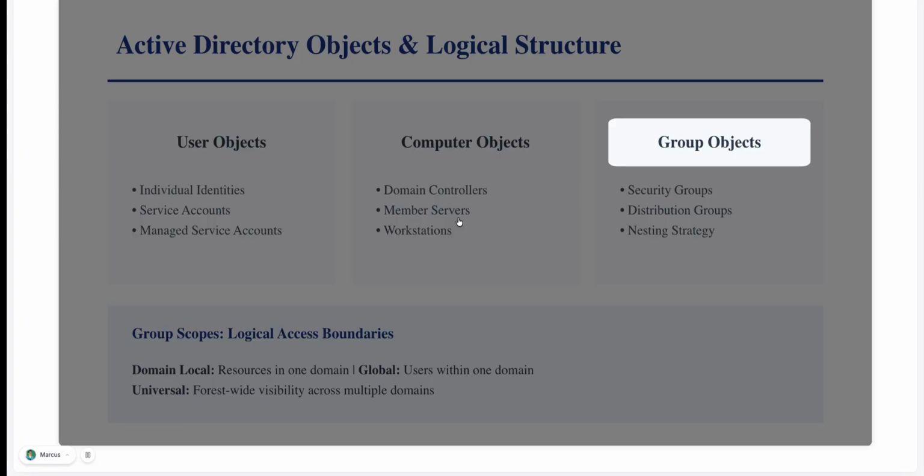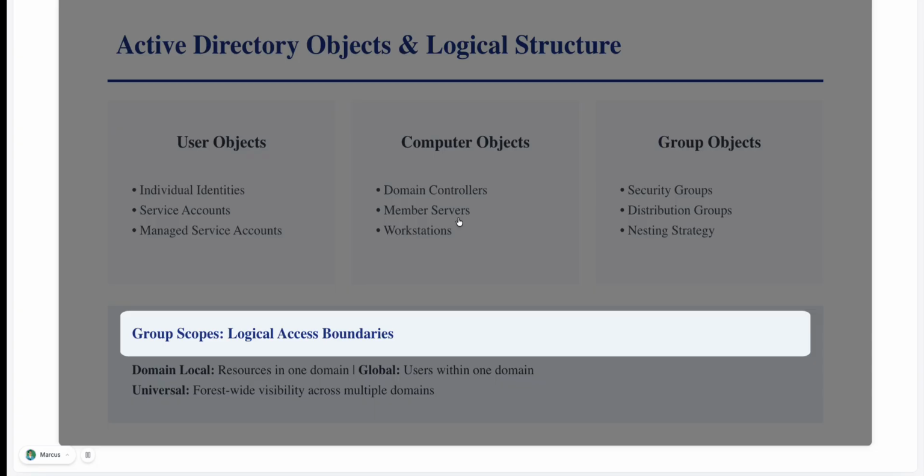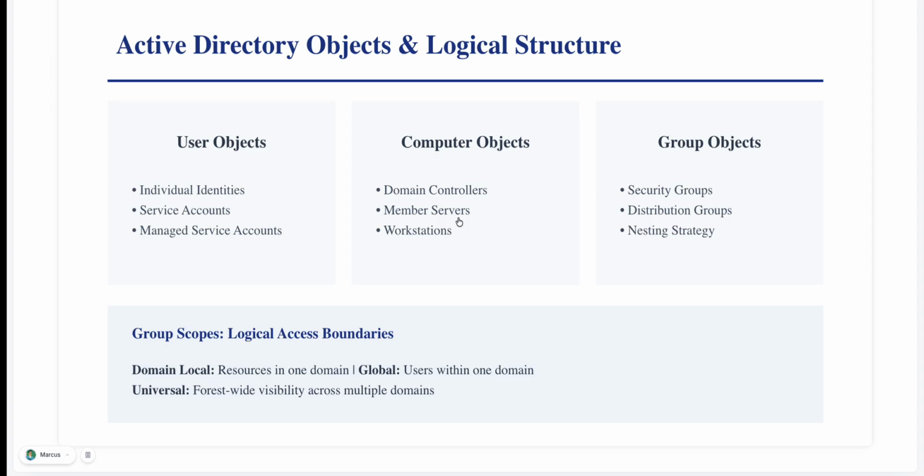Then we have group objects. While distribution groups are for email, we focus heavily on security groups. These allow us to manage permissions efficiently at scale, though we must be careful with nesting to avoid unintentional permission sprawl. Finally, we have group scopes, which act as logical access boundaries. Understanding the difference between domain local, global, and universal scopes is key to ensuring that permissions don't bleed across domains in a way that creates security vulnerabilities. We'll verify these concepts with a terminology check in just a moment.